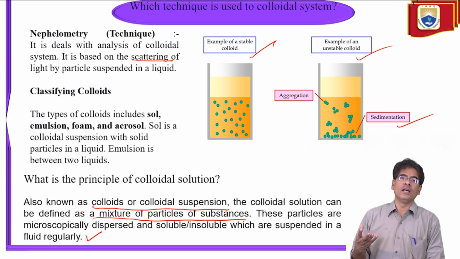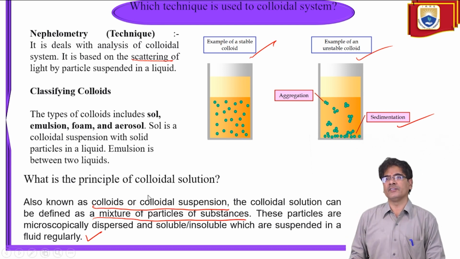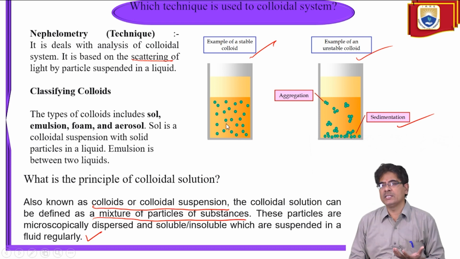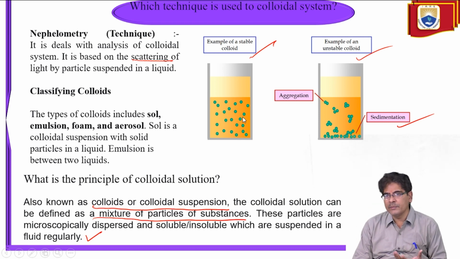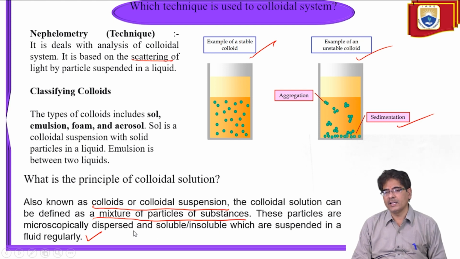And that is the classification of colloids. The classification includes sol, emulsion, foam, and aerosols. Sol is a colloidal suspension with solid particles in liquid. This is the stable colloid, and this is the unstable colloid. These are the particles suspended in liquid. Emulsion is between two liquids. Here we see examples of an unstable colloid, where we have aggregation and sedimentation, which are suspended in fluid regularly.